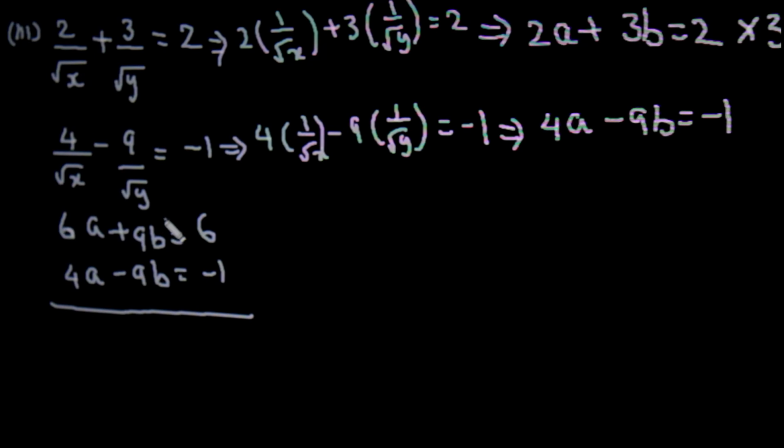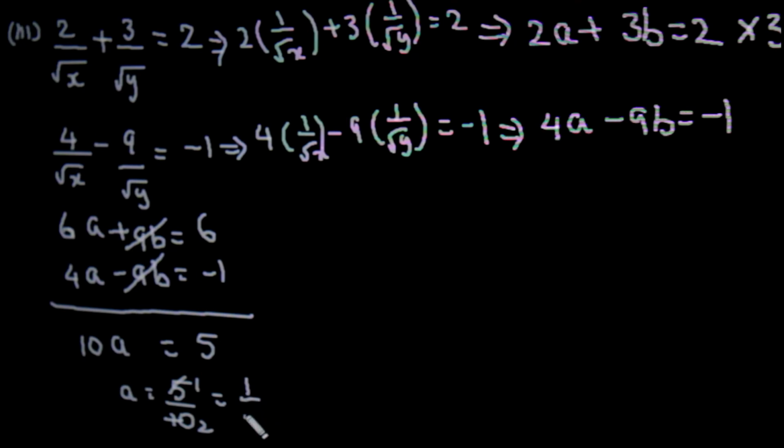By adding these two, plus 9b minus 9b get cancelled. 6 plus 4, 10a is equal to 6 minus 1, 5. a is equal to 5 by 10, divided by 5, 1 time, 2 times, therefore 1 by 2.